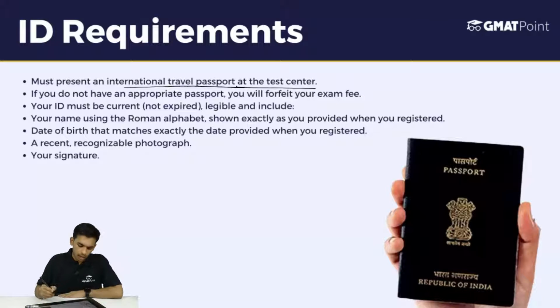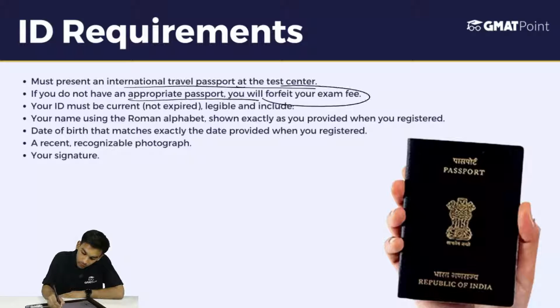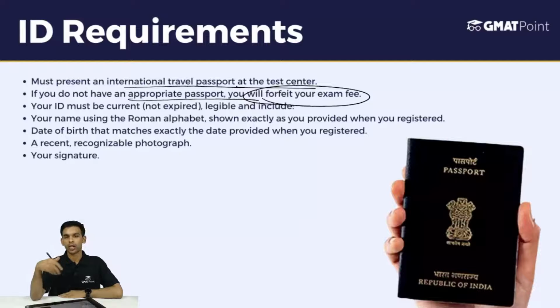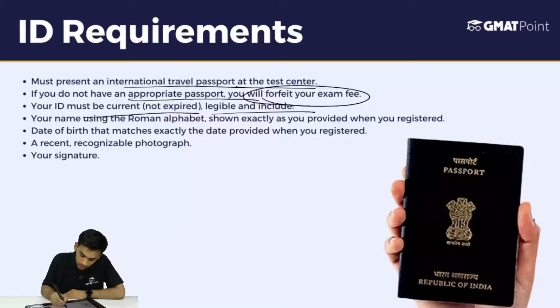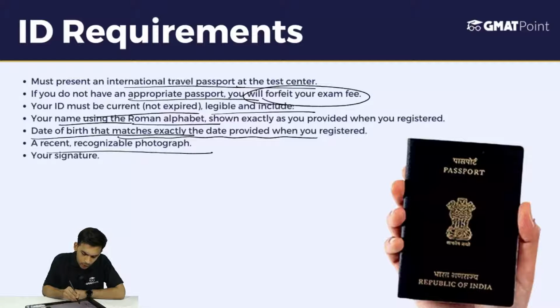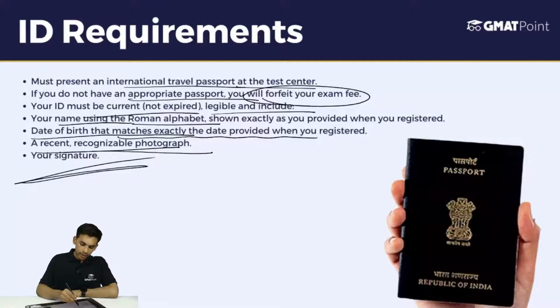You must present it, and don't fail, because if you don't have an appropriate passport, they will forfeit your exam fee, which is quite a significant amount in India. It's around $275, but including the charges, it comes to more than 25,000 in India. So you need to make sure that you have all the documents required, including your passport. Your ID must be current, which is not expired, and legible, and include everything such as your name using the Roman alphabet, mostly English, and your date of birth, which should exactly match the date provided when you registered. You also need a recent recognizable photograph and your signature.